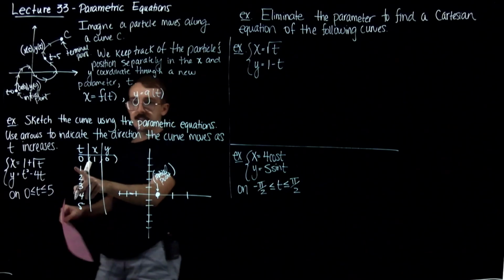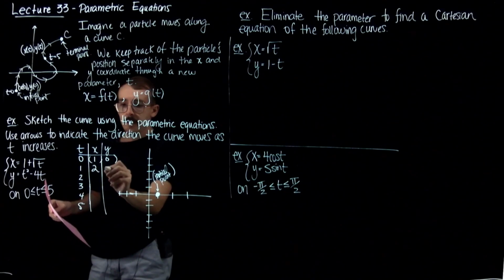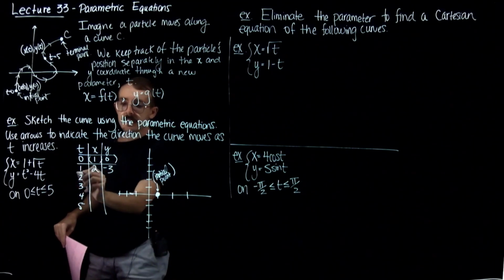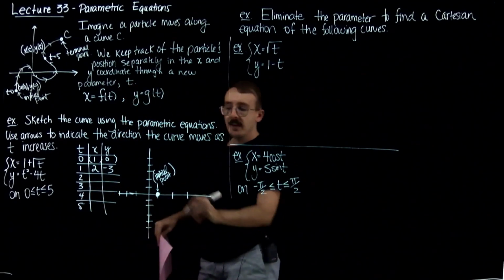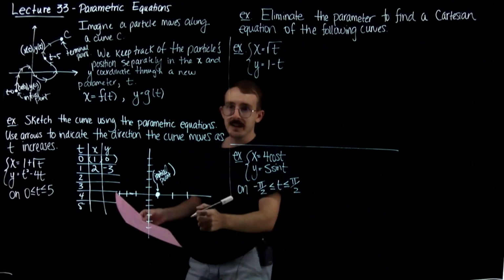If I plug in 1 for t into both of these, you would get 2 and then -3 for the y-coordinate. So you should see what we're doing. Maybe you can go ahead and fill out the rest of the table and also try drawing the curve and see what happens. But I'm going to do it now.